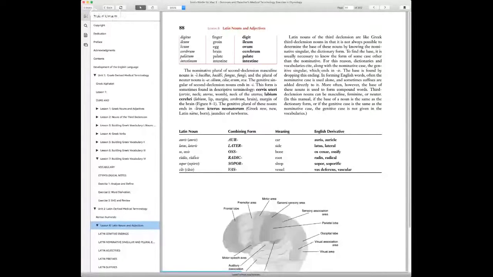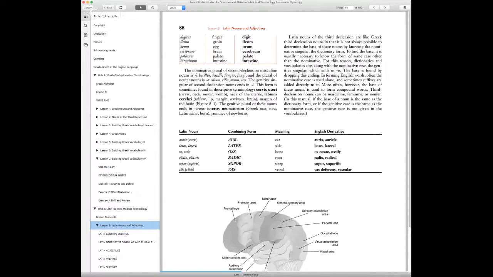Let's see. Do I take you to a textbook? So here, looking on page 88, basically there are different groups of nouns in Latin that have different sorts of endings. Nouns can be determined based on their gender, but there are different sets of endings for Latin nouns. Maybe that's the best way to put it.